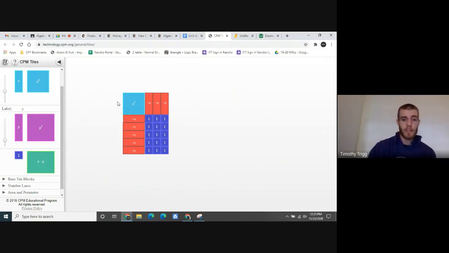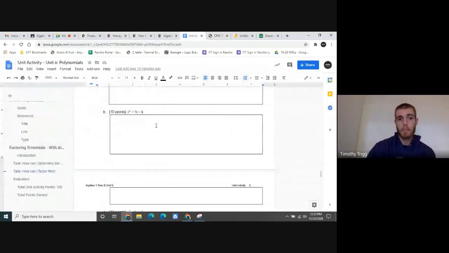Okay, see if you can tell me what the factors are that go along the top and along the side. Once you have those factors, once you've put in the algebra tiles that go along the side and along the top, finish this up, then copy and paste the screenshot, put it here.